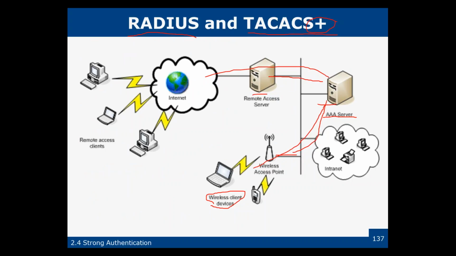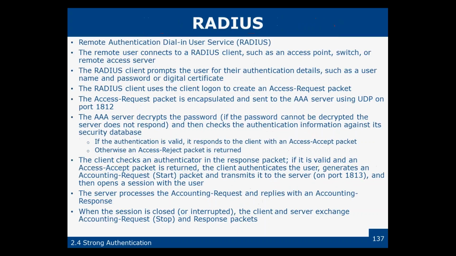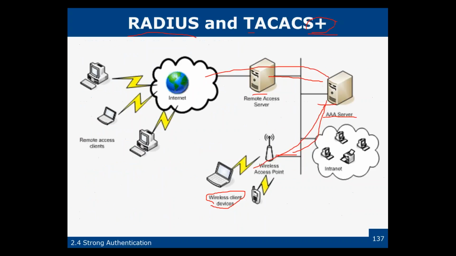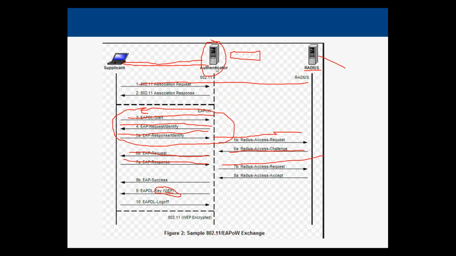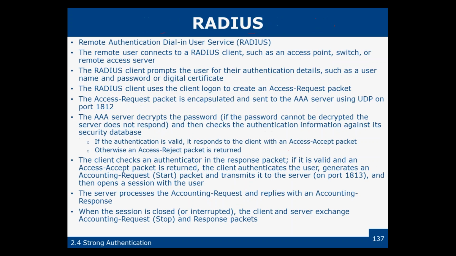Proprietary Cisco. So RADIUS, Remote Authentication Dial-In User Service. The remote user connects to the RADIUS client. When we talked about it earlier, the RADIUS client is going to be the authenticator. And what we really have here is supplicant, client, and authentication server.